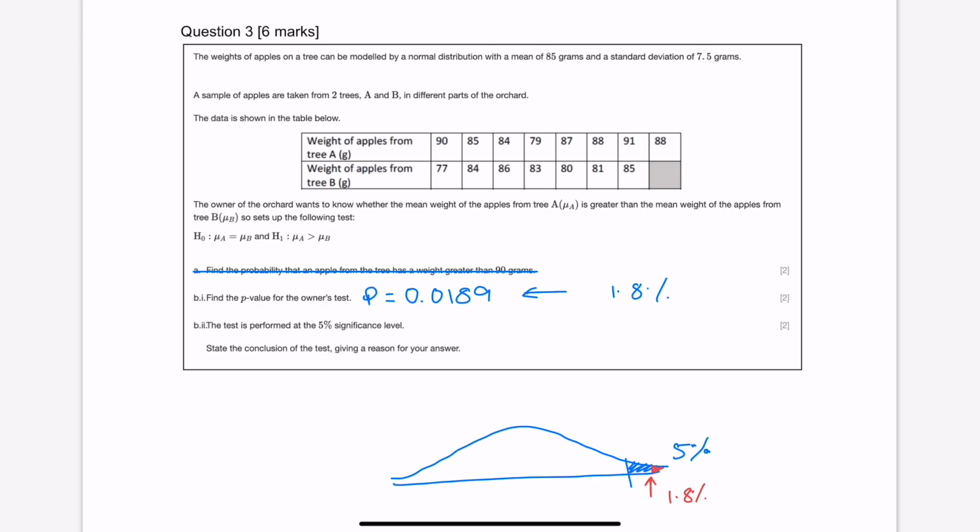The area to the side of it is very, very small. And therefore, I am taking the alternative hypothesis, which is this section here. If it was falling in this side, I would have taken the null hypothesis. So I'm taking the alternative hypothesis, I reject the null, and there is a significant difference in the weight of the apples. So I'm accepting the alternative hypothesis.